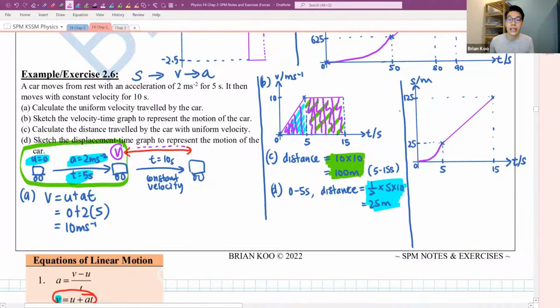And again, why is it a curve? Because there is an acceleration, and behind there is no acceleration. Okay, so whatever we do, it all links back to the first big table that you see in topic 2.2 there.